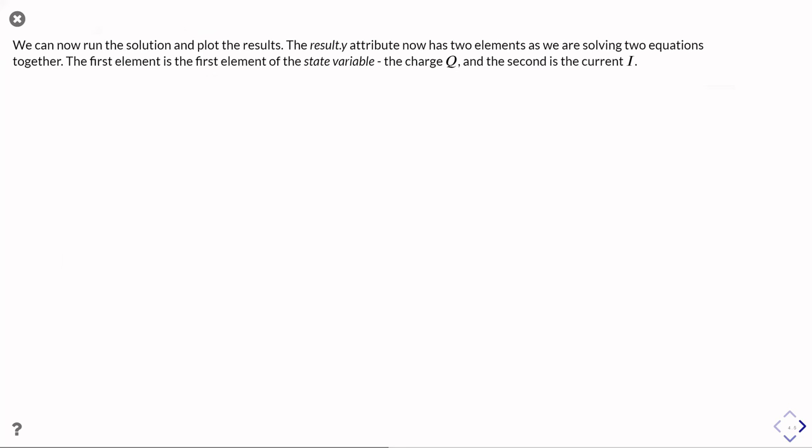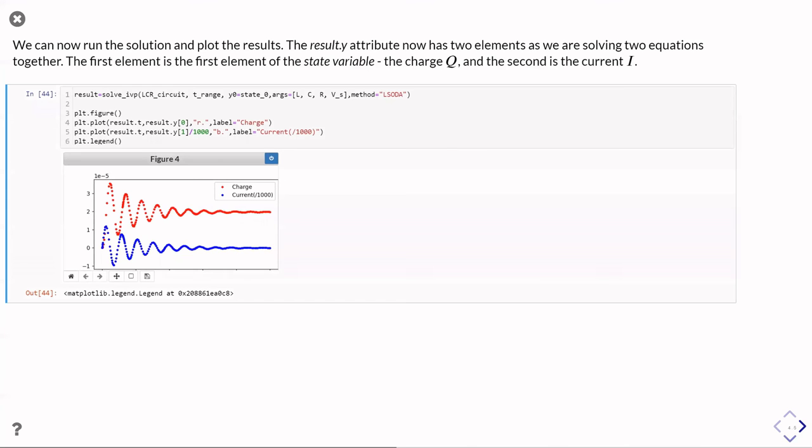Okay, so we can now tell it to run the solution. It's going to solve those two equations, and what we're going to get back in our state variable is the charge and the current as a function of time. So the call is quite straightforward. It's very similar to what we just did. We just call it with the new function name that we just defined, and the new time range.